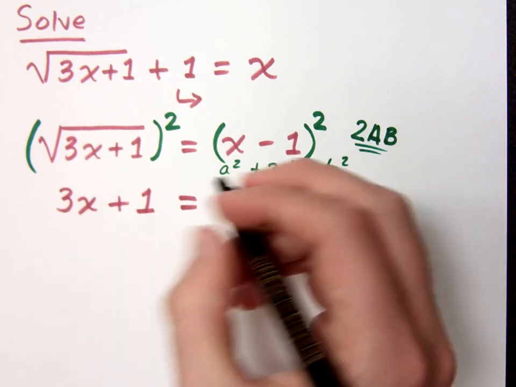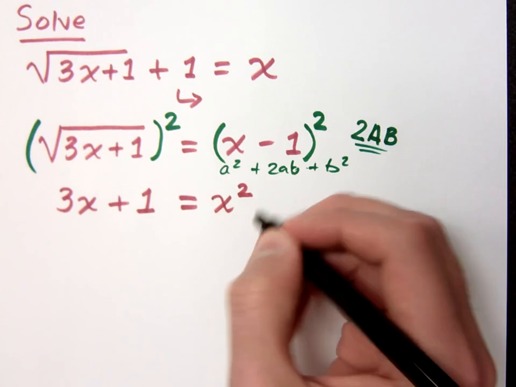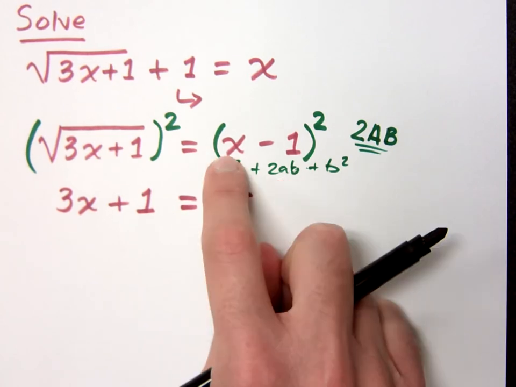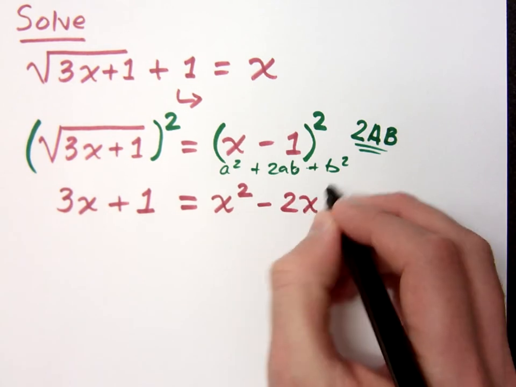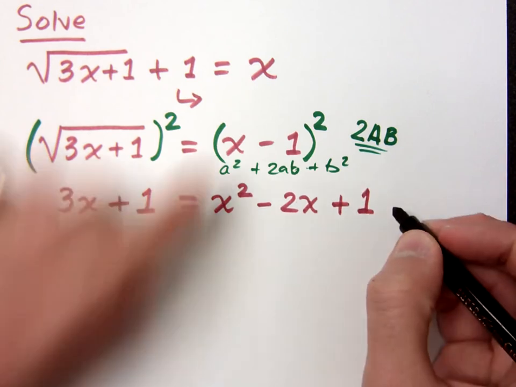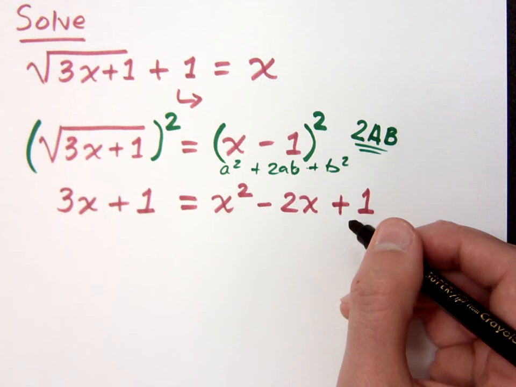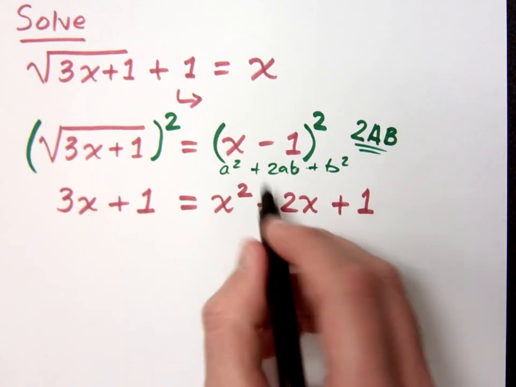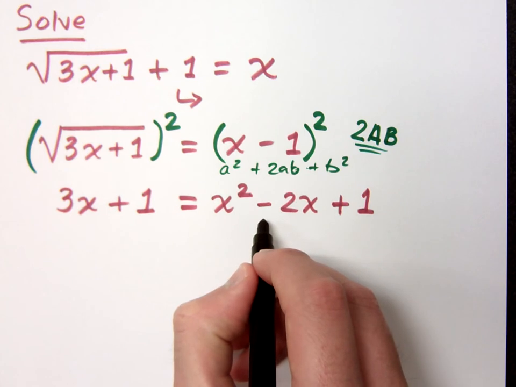So if we remember that, then we end up with x squared. The 2ab means 2 times x times negative 1, which is a negative 2x. Your plus b squared is going to be a plus 1. If I were to square negative 1, I get positive 1. So this guy's always going to be positive. And it's the sign right here that determines the sign of the middle term, this being a minus 2x.